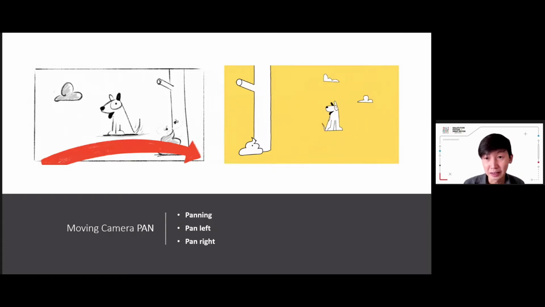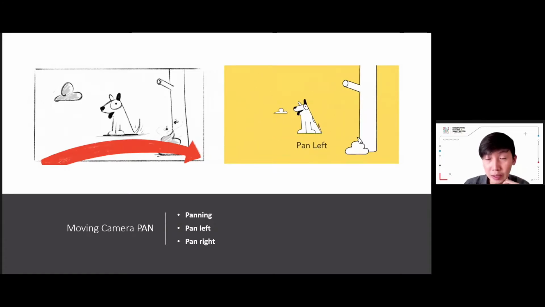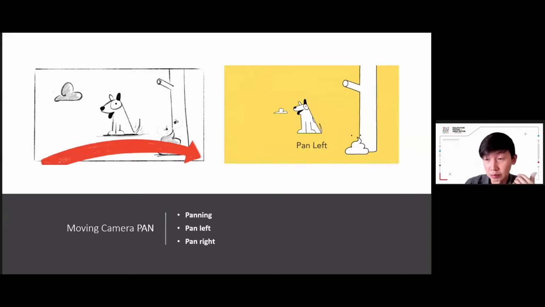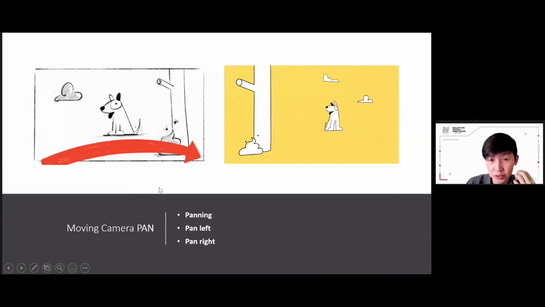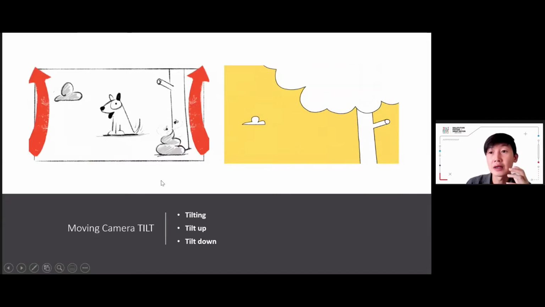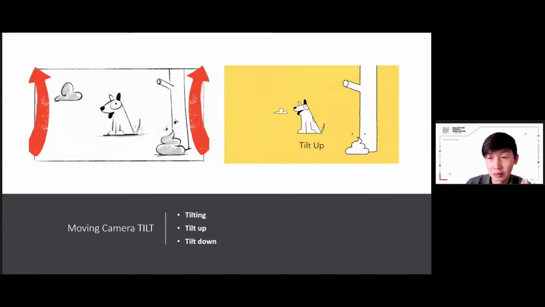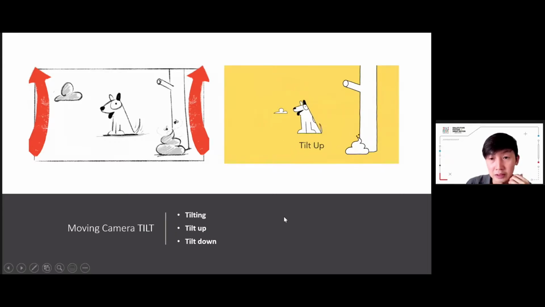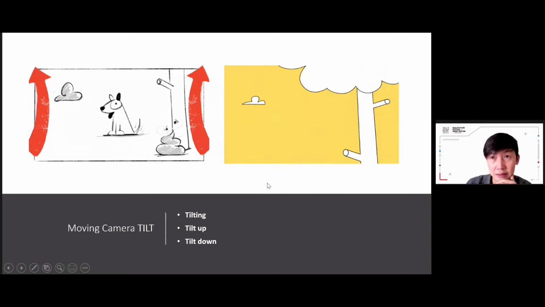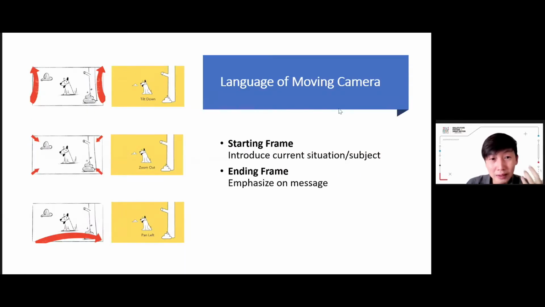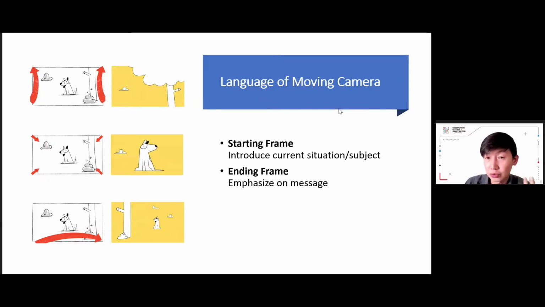Later, I'll explain more about why all these things are used in movies or TV shows. So this is a pan left or pan right. This is tilt up and tilt down. So familiar, right? I think everybody has watched shows before. This is a tilt up and tilt down. Okay, then, so why do shows use all this?